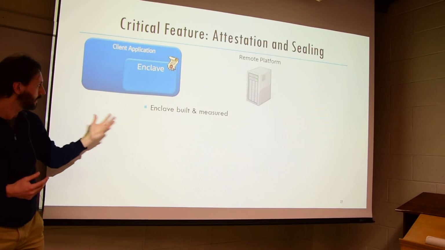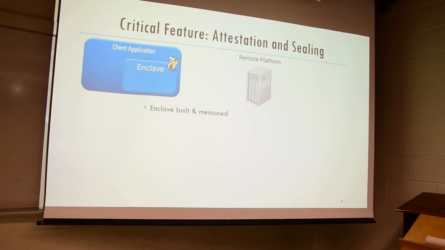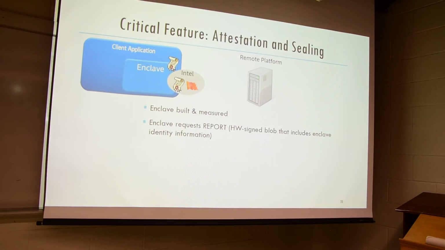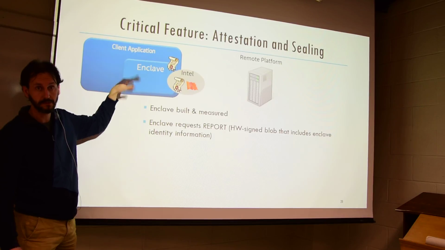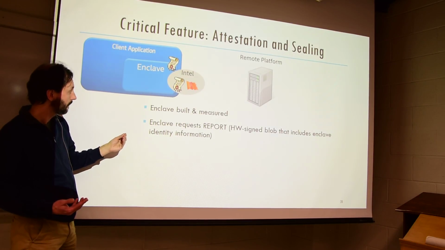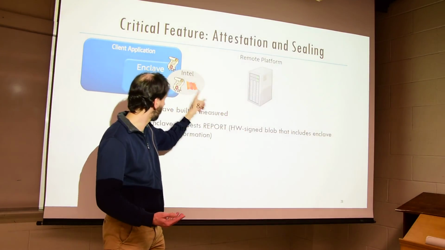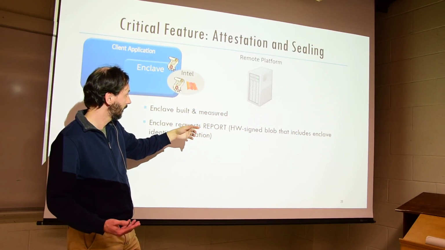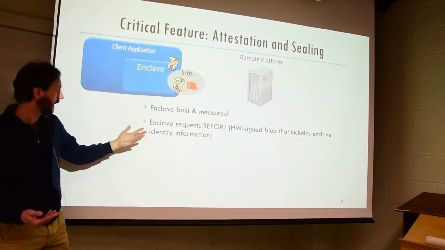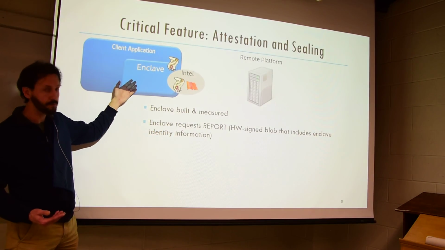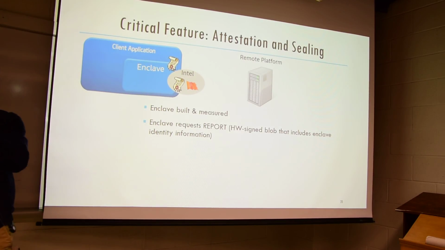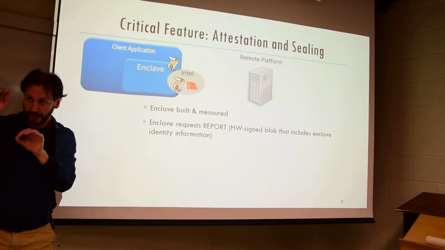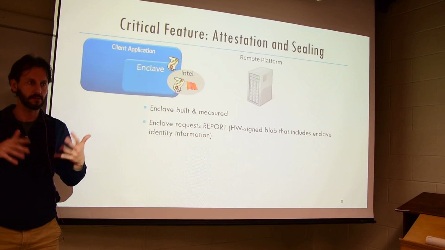That's what will happen. Later on, as a remote platform, I want to request a report on the output of the enclave. So it has generated some output. I'm going to get a hardware signed blob that includes the enclave identity information. So it's not just the output that is being signed, it's also that measurement of the enclave. So now I can verify the hash on my own and verify that, yeah, that's the right code and the right data that was being used initially.